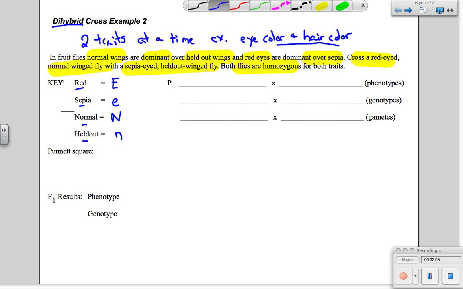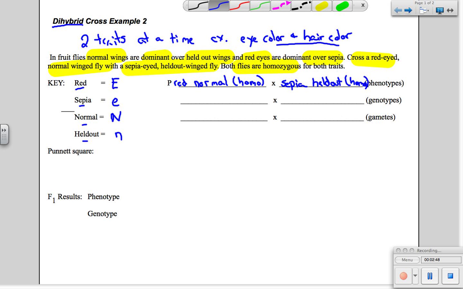Step 2, write out the parent phenotypes. In this cross, I know that I have a red-eyed normal-winged fly. Red, normal. I also know that this fly is homozygous for both traits. I also have a sepia-eyed, held-out wing fly who is also homozygous for both traits. I've now written out the parent phenotypes.